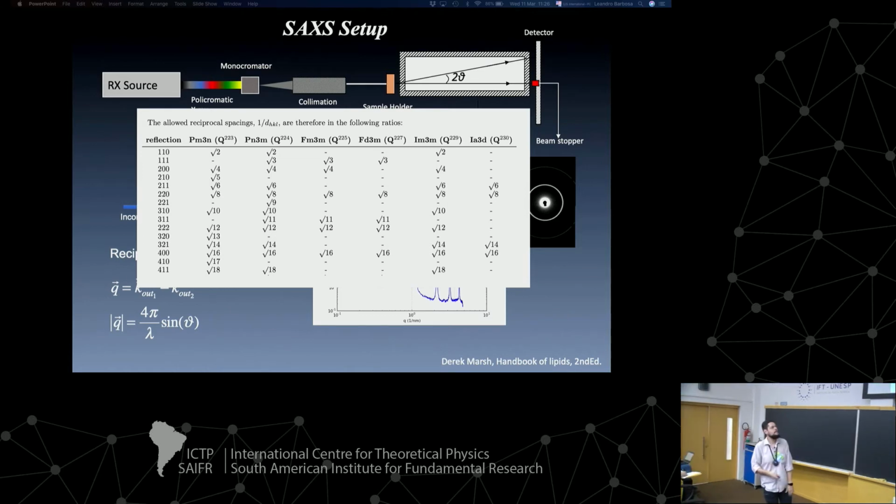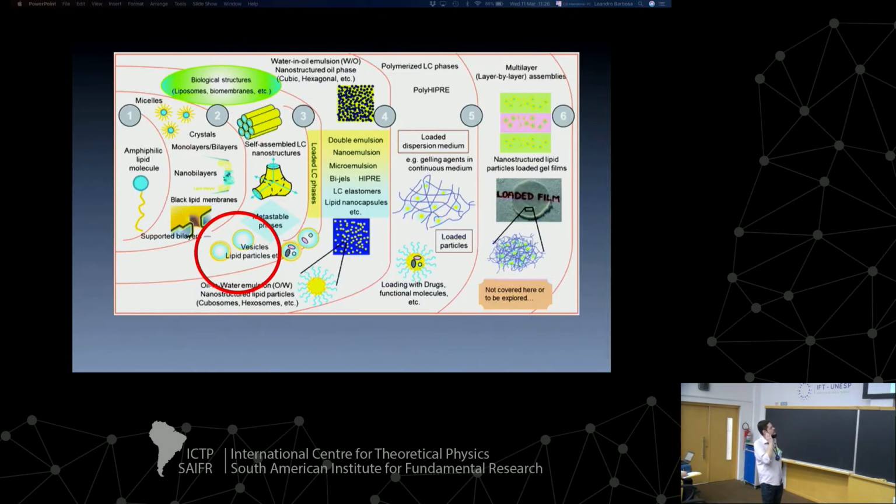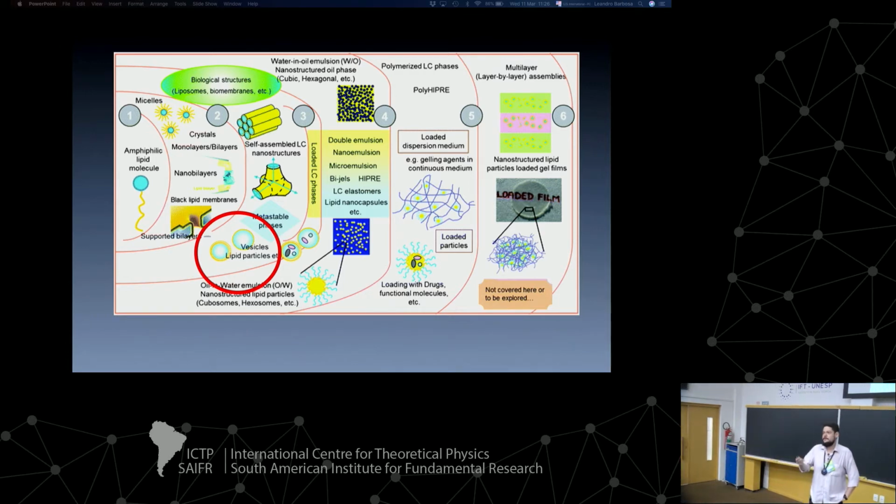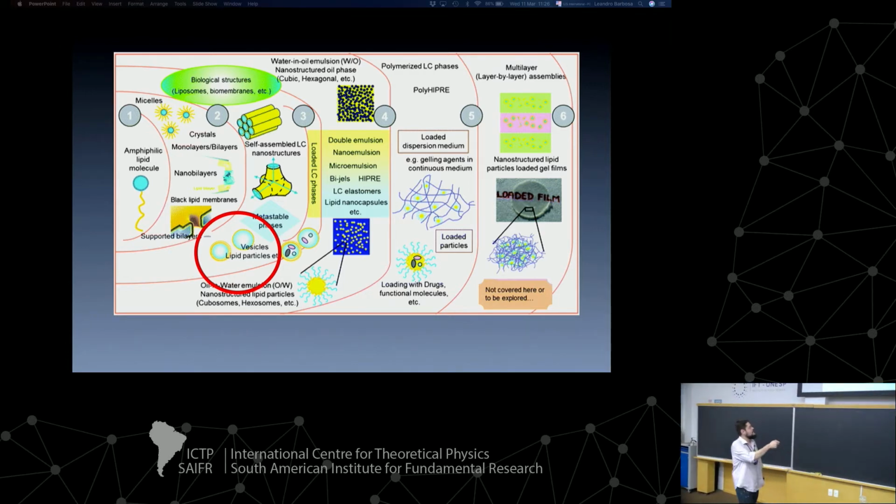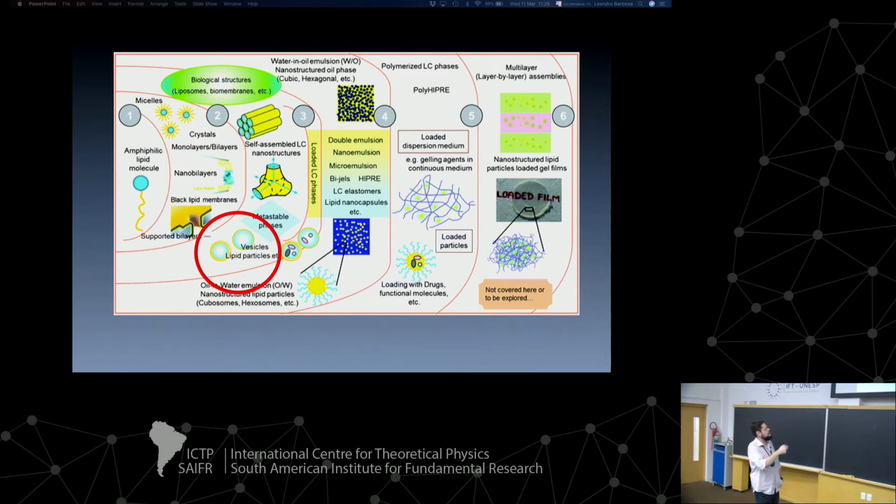Okay? Good. So let's go to some more applied examples. I will talk first of all about the simplest one, which is working with liposomes or vesicles or lipid nanoparticles or something like this.